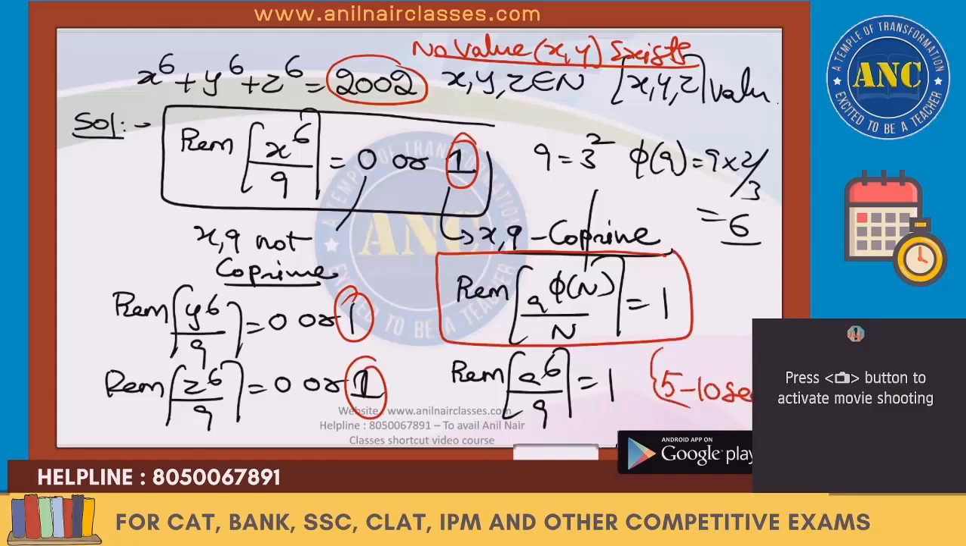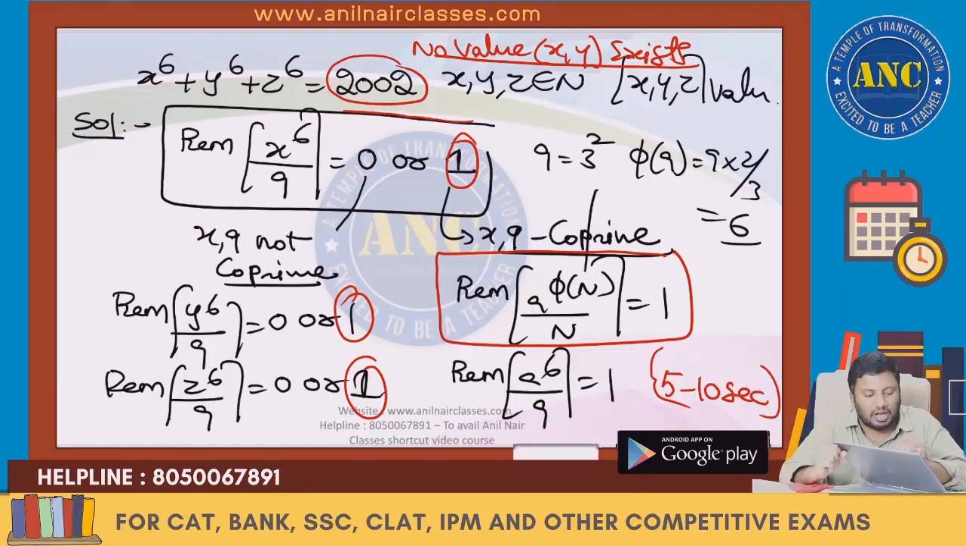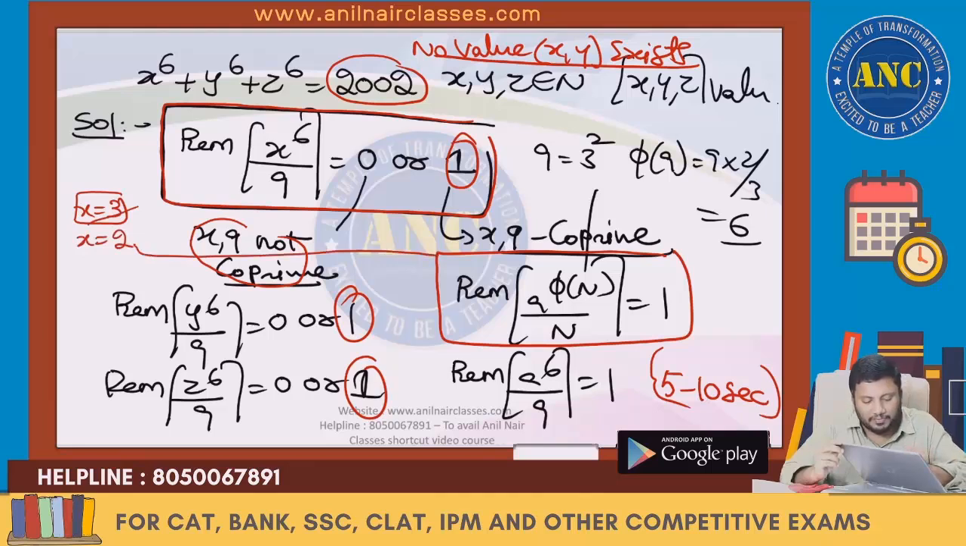Euler quotient function is used when the denominator is a composite number. Students who have attended all my remainders class, you can solve it. Remainder, x power 6 divided by 9 is 0 or 1. If x and 9 are not co-prime, take x equivalent to 3. 3 and 9 are not co-prime. 3 power 6 by 9 is 0. Take x equivalent to 2, which will satisfy the other condition. 2 power 6 is 64. 64 divided by 9, 9 sevens are 63, remainder 1. Please write down these points.